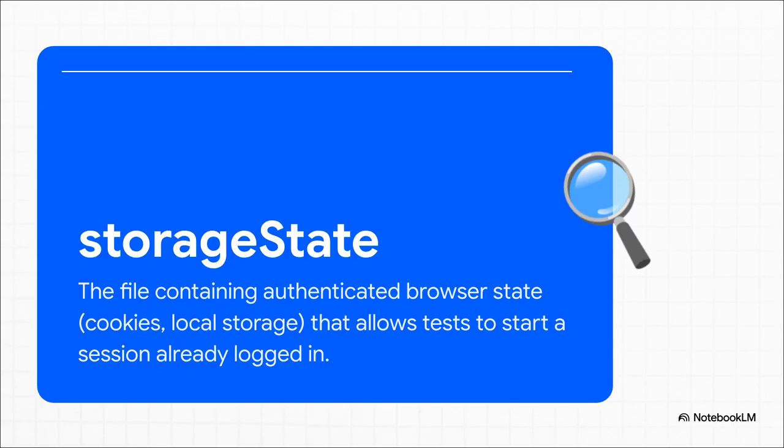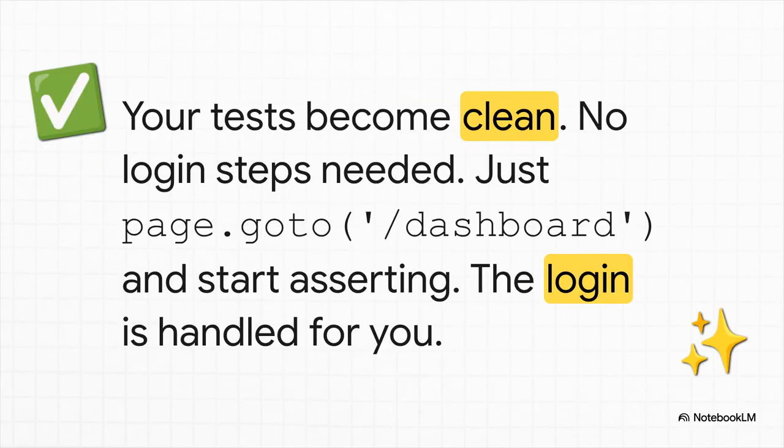And that storage state file we just created? That is our golden ticket. Remember the theme park analogy? This file is our saved express pass. It contains all the proof the browser needs to tell the server, hey, don't worry about me, I am already authenticated. And this right here, this is the beautiful payoff.